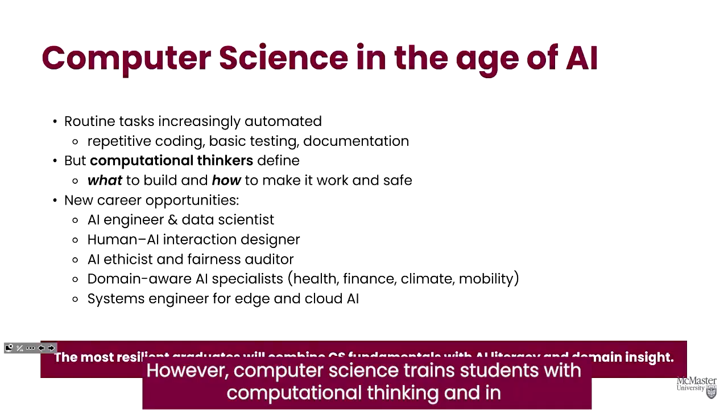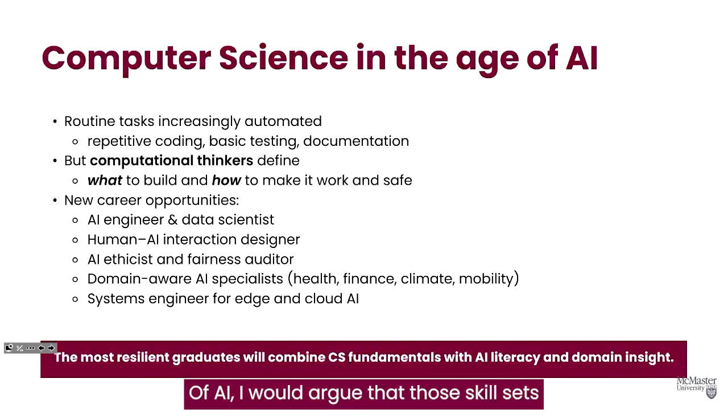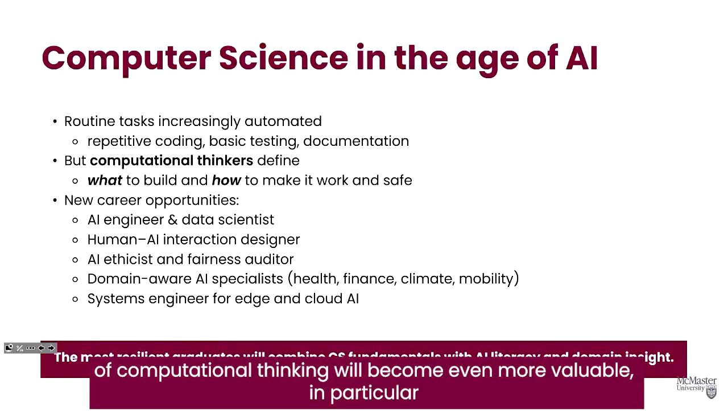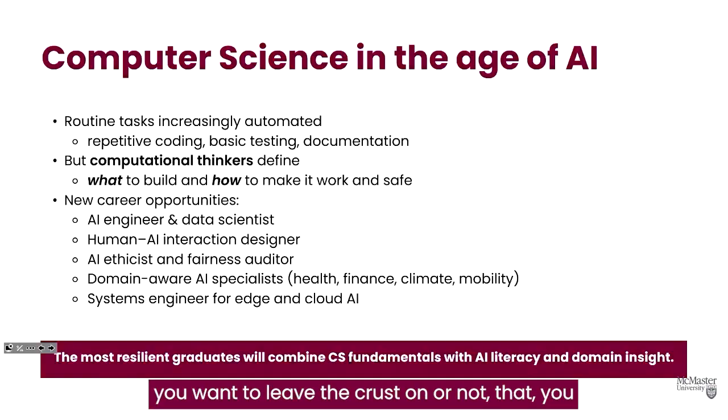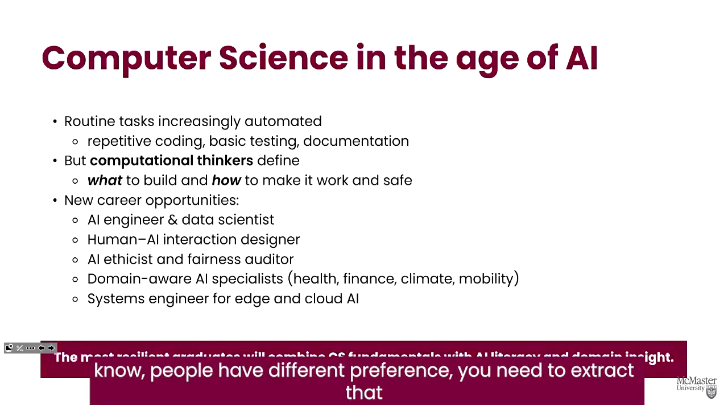However, computer science trains students with computational thinking, and in this age of AI, I would argue that those skill sets of computational thinking will become even more valuable, in particular to define, based on user requirements, like for peanut butter, whether you want to leave the crust on or not. People have different preferences.